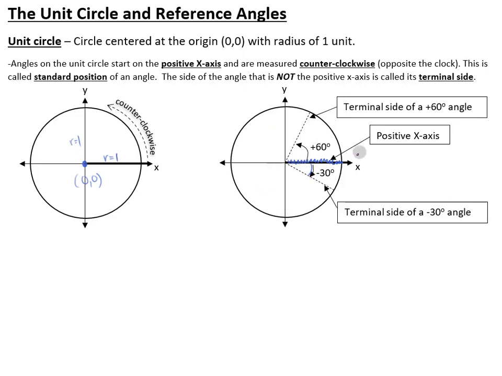Okay, but we always start here on the positive x-axis, and where we stop is called the terminal, which just means the end, side, right? So this other side, the dashed line here, is called the terminal side. All right, so that's what the unit circle is. It's centered at the origin, it has a radius of 1, and this is how we measure angles.